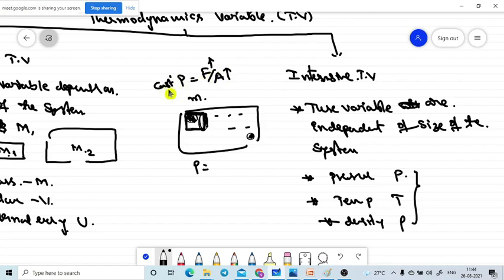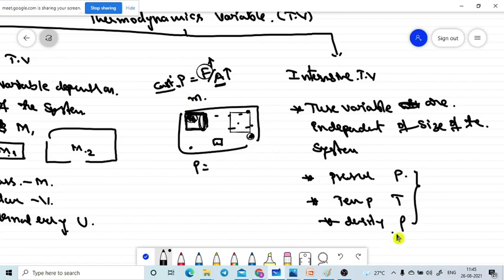What does it mean? Pressure is always constant throughout the fluid or system. If you take the bigger size, the pressure is constant. If you go to the smaller size, the pressure is constant. Because when you increase the cross-sectional area, the force value will also increase, but the pressure will always be constant.